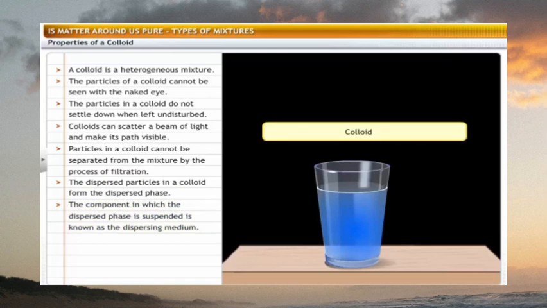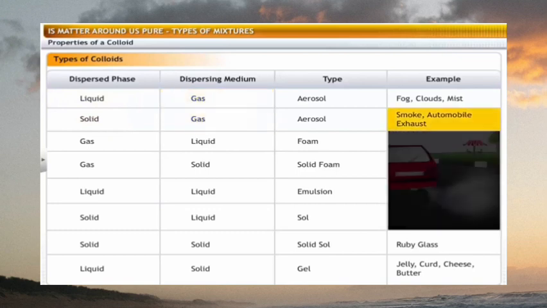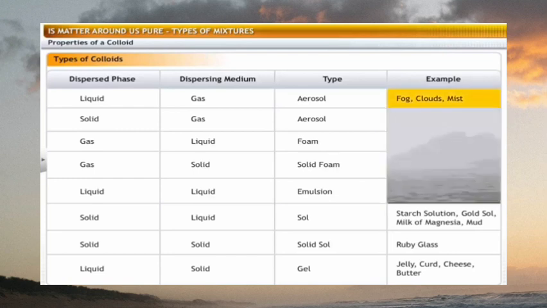You can classify a colloid according to the state of the dispersing medium and the dispersed phase. There can be many types of colloids. The table shows you examples of colloids based on their dispersed phase, dispersing medium, and type. An aerosol is a colloid in which the dispersed phase is a solid or liquid and the dispersing medium is a gas. Smoke and automobile exhausts are aerosols in which solid carbon particles are dispersed in air. Fog, clouds, and mist are aerosols in which water is dispersed in air.